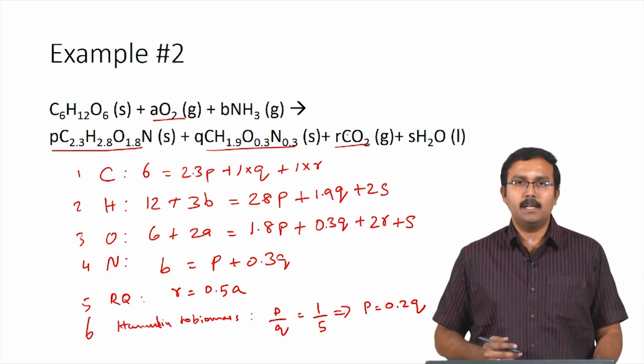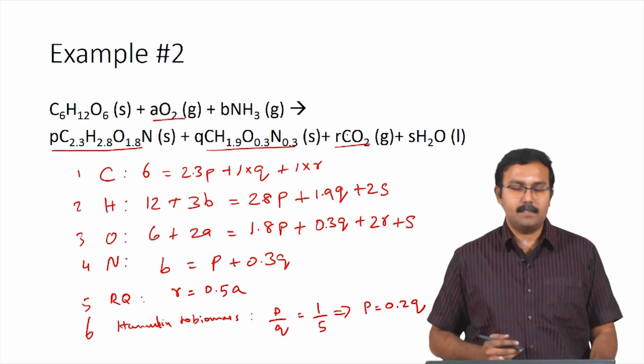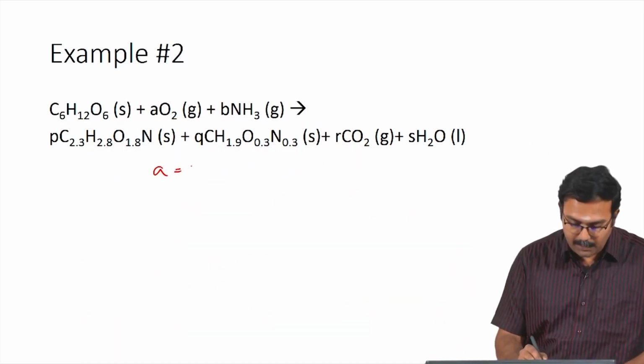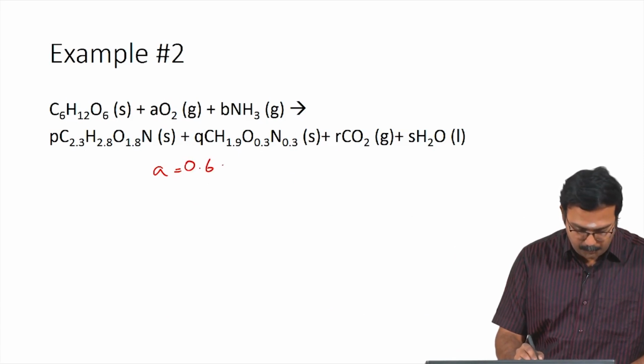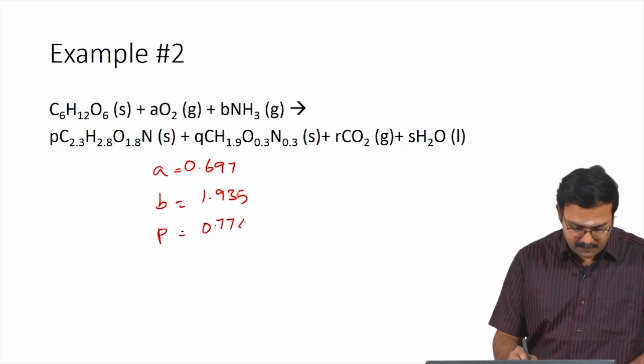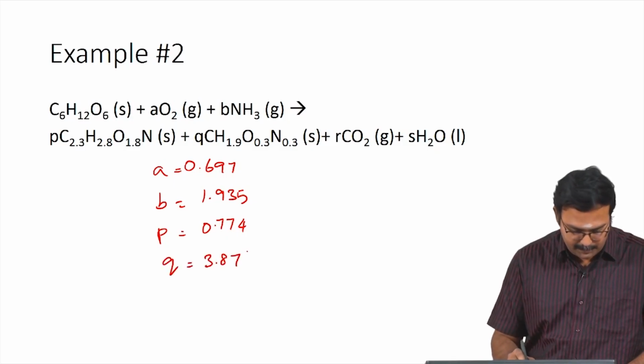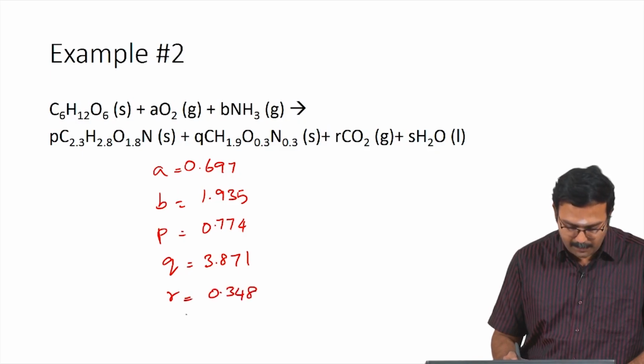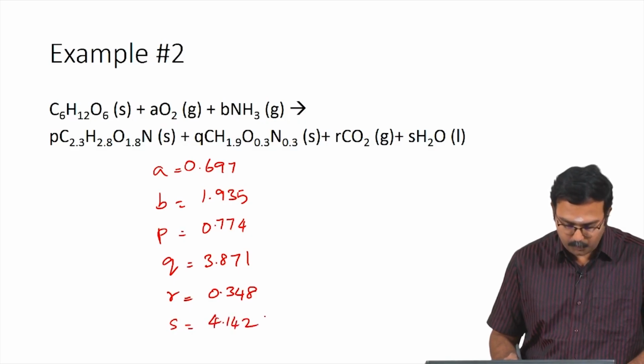When we perform these calculations, we will end up with the following answers. So, A will be equal to 0.697, B will be equal to 1.935, P will be equal to 0.774, Q would be equal to 3.871, R would be equal to 0.348 and S would be equal to 4.142.